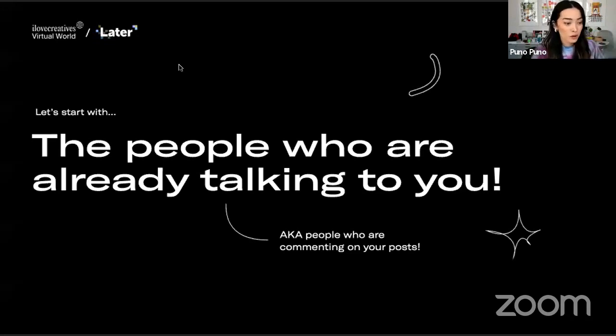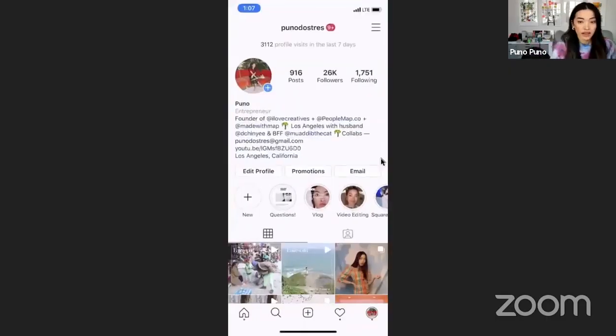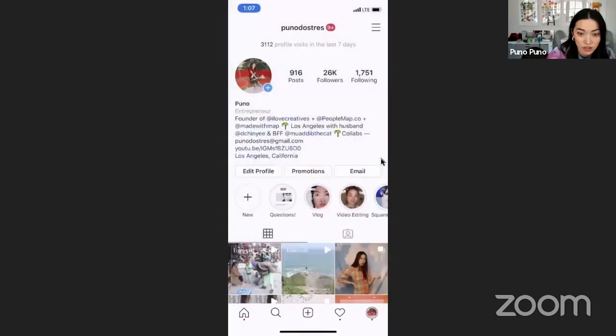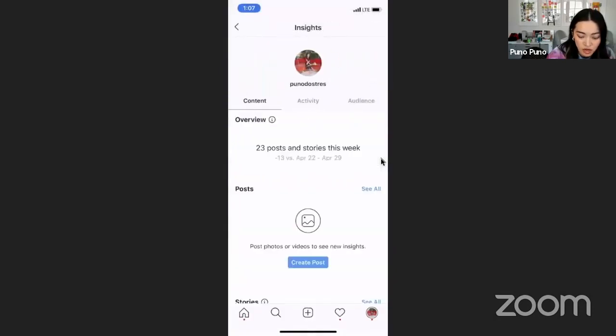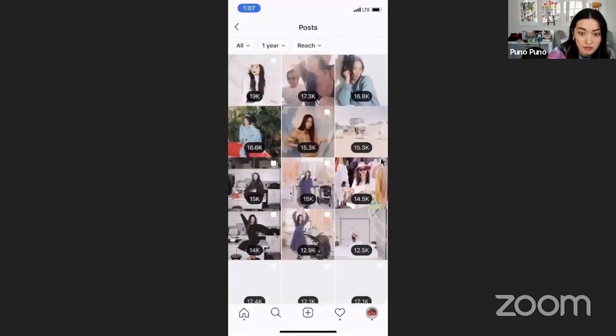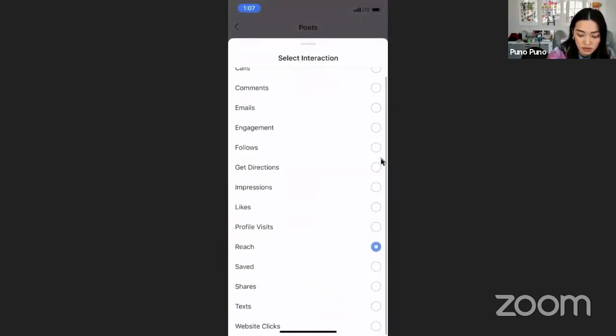So we're going to go to most commented posts. If you go up into your screen and hit your profile, I'm going to share my screen right now. All right, so if you go to the top right, there's the hamburger menu, and then up here is insights, the third one down. And then you can see your posts. I'm going to click on see all, and from here you can sort it by lots of things. So I'm going to sort it by comments.